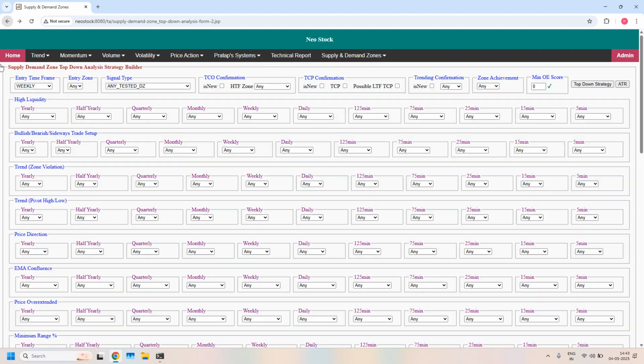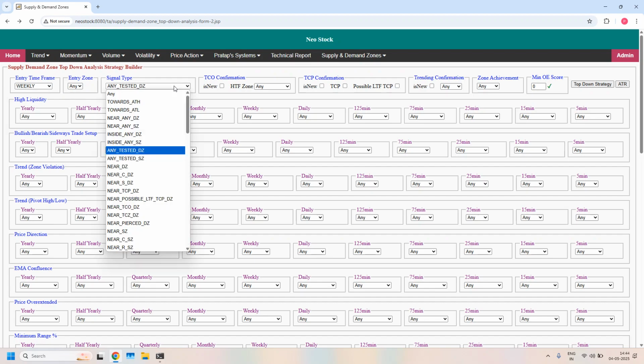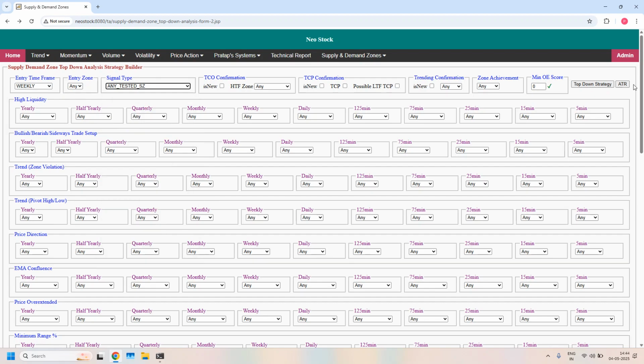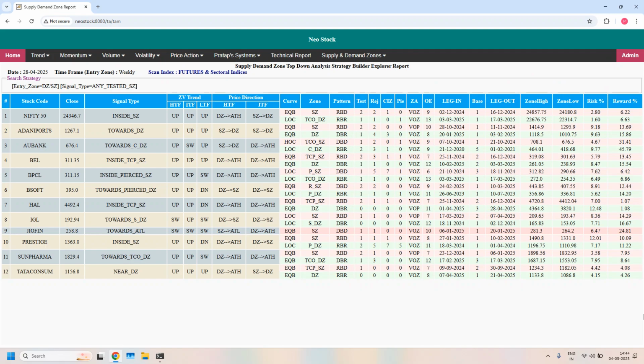Okay, next, for weekly time frame, let us find the stocks having the tested weekly supply zones. So these 12 stocks having the supply zones are tested during this week.